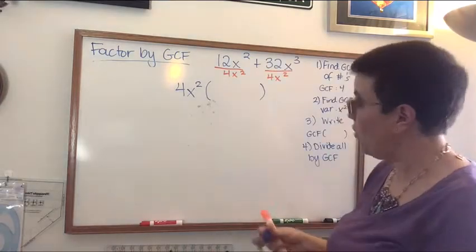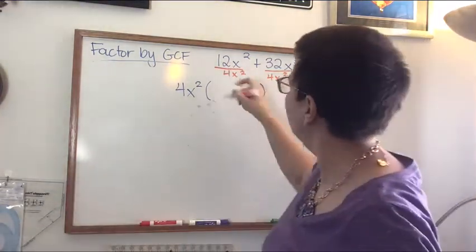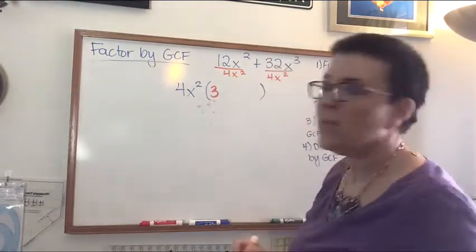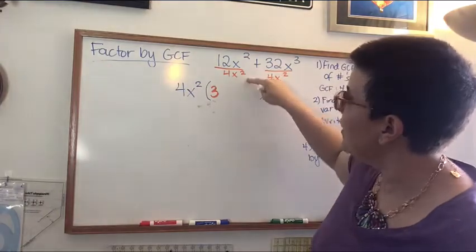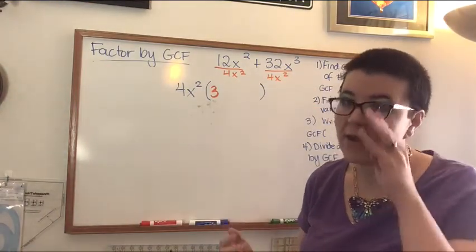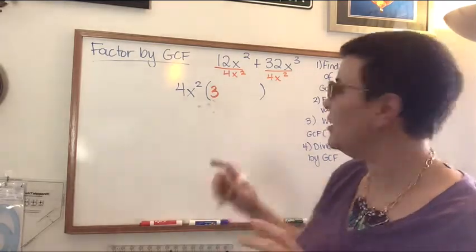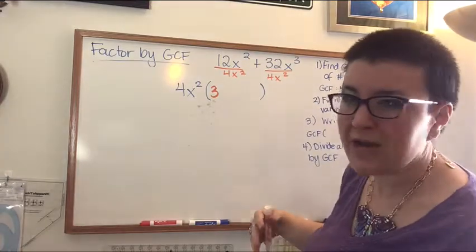Okay, so what is 12 divided by 4? 12 divided by 4 is 3. And then x squared divided by x squared, because they're the same, they divide to 1 and they reduce. So they're sort of gone, all right? You can remember that it's subtraction of powers. So if the powers are the same, they sort of subtract each other away.